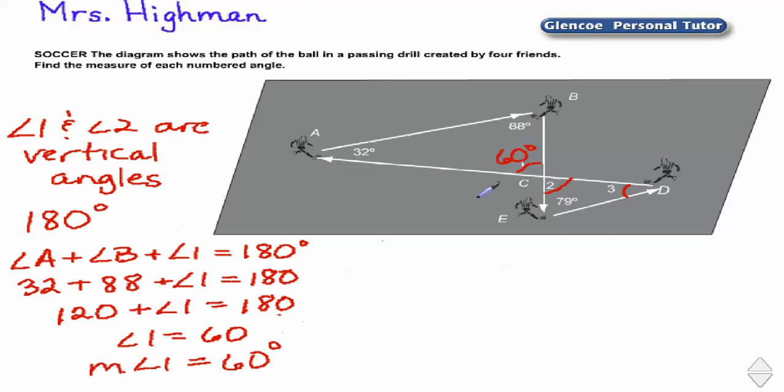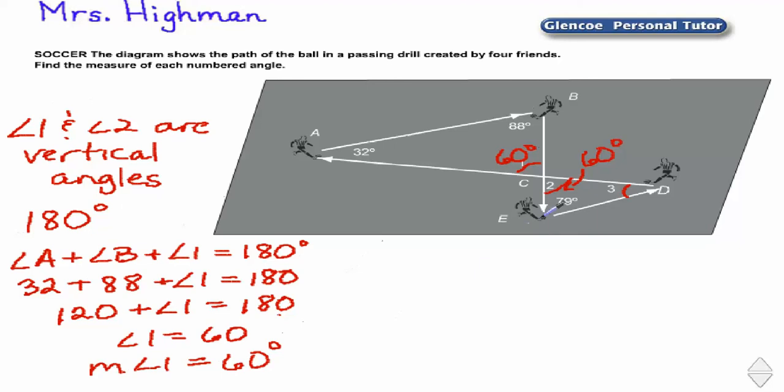We said at the beginning that angle 1 and angle 2 are vertical angles, which means that the measure of angle 1 is equal to the measure of angle 2. So that means that angle 2 is also 60 degrees. So now in our second triangle, we know 2 out of the 3 angles, so we can use the same process and add together all 3 angles, and that should equal 180 degrees.